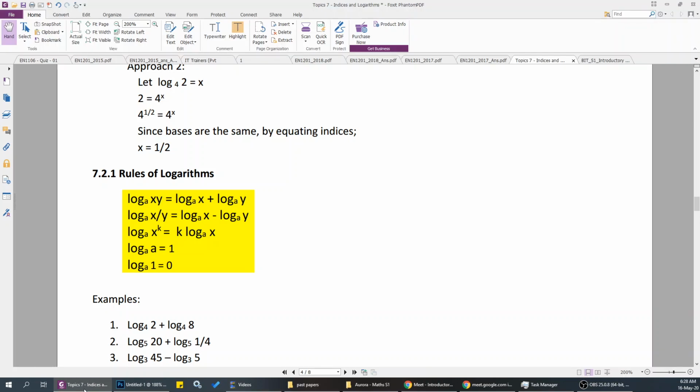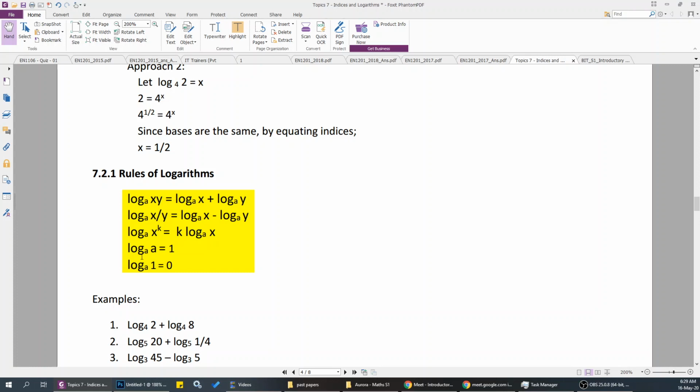Also we had a third rule. It states log of x to the power k to the base a is equal to k into log of x to the base a. You can see that whenever you have a power in the argument, you can simply bring this power to the front of the term. This k comes to the front and it comes here as a product, a multiplication, k into log of x to the base a. So that is the third rule.